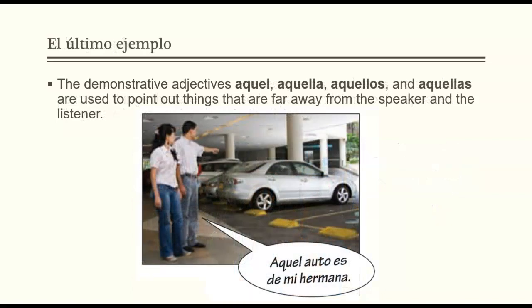Now, aquel, aquella, aquellos, aquellas are used to point out things that are far away from both the speaker and the listener, like aquel auto es de mi hermana. Okay, so it's further away.